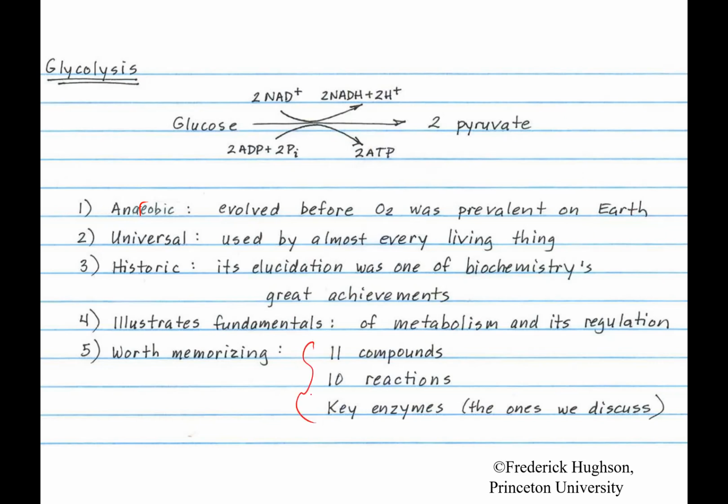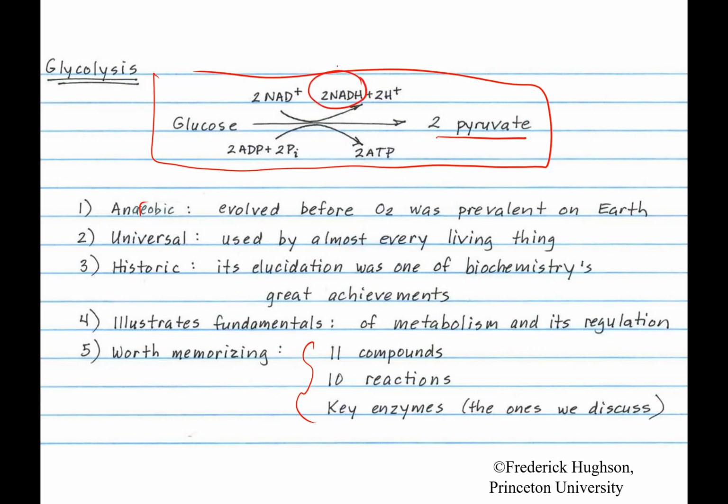There are certain things you're going to want to memorize: the names of the compounds, the natures of the reactions, and the key enzymes. This up here is just the overall reaction. We want to start thinking right away about what we generate, not just in terms of the pyruvate, but importantly, we get NADH out of this process and ATP. These are the net gains. We get 2 for every molecule of glucose: a net gain of 2 ATP, 2 NADH, and 2 pyruvate.